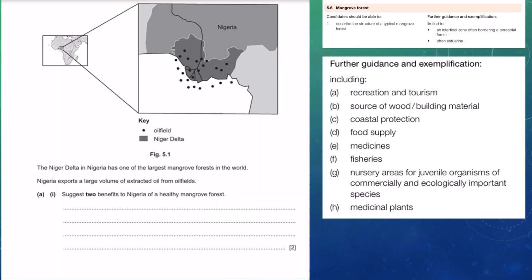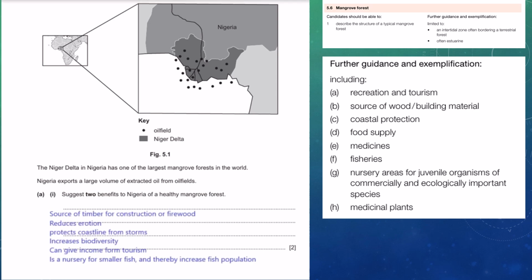So the next question here deals with the mangrove forest of Nigeria. And they ask us to suggest 2 benefits to Nigeria of having a healthy mangrove forest. Here we look into section 5.6 in the book, mangrove forest, but we are also looking into section 6.1, human interactions with the ecosystem. So they only ask for 2 benefits, but I have chosen quite a few, you can say here.